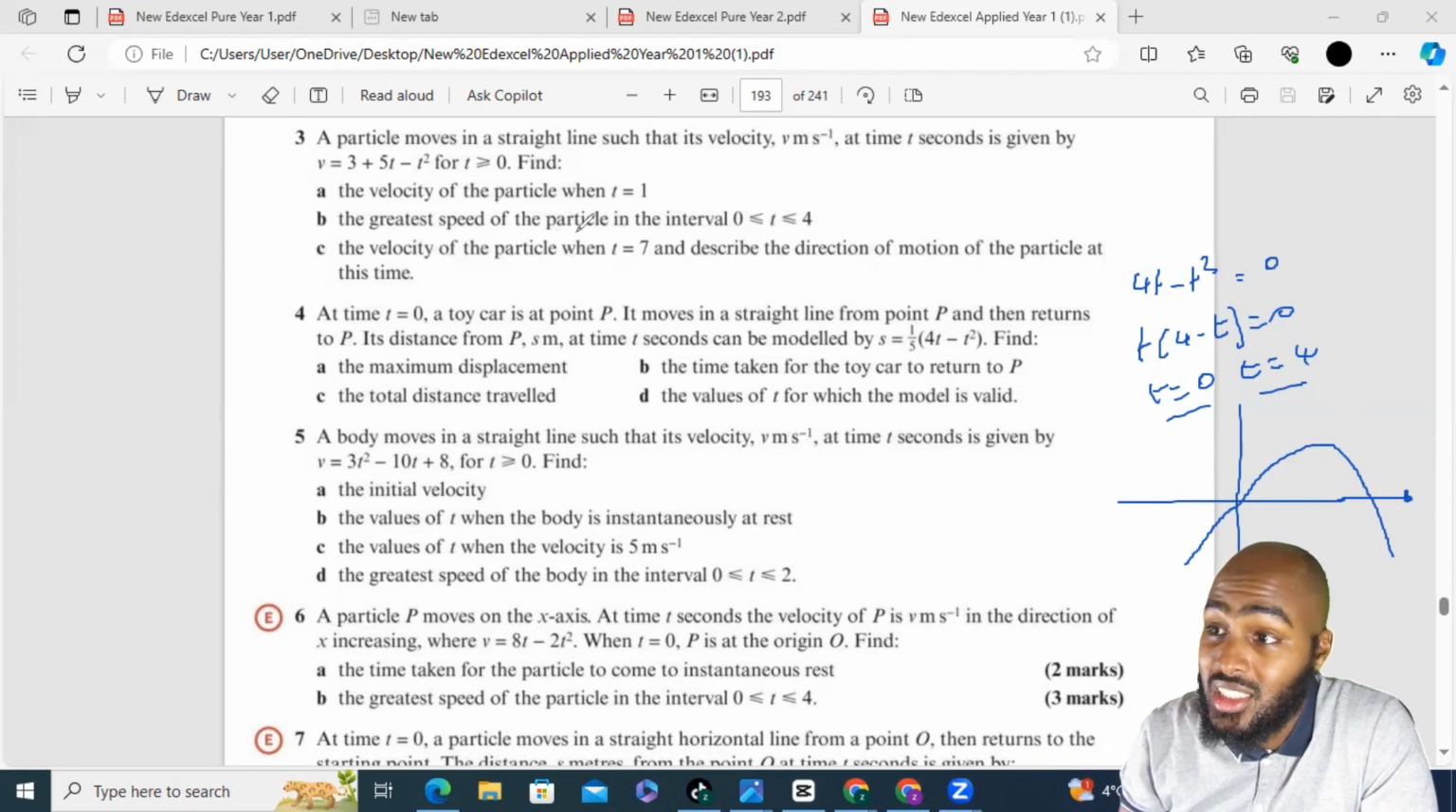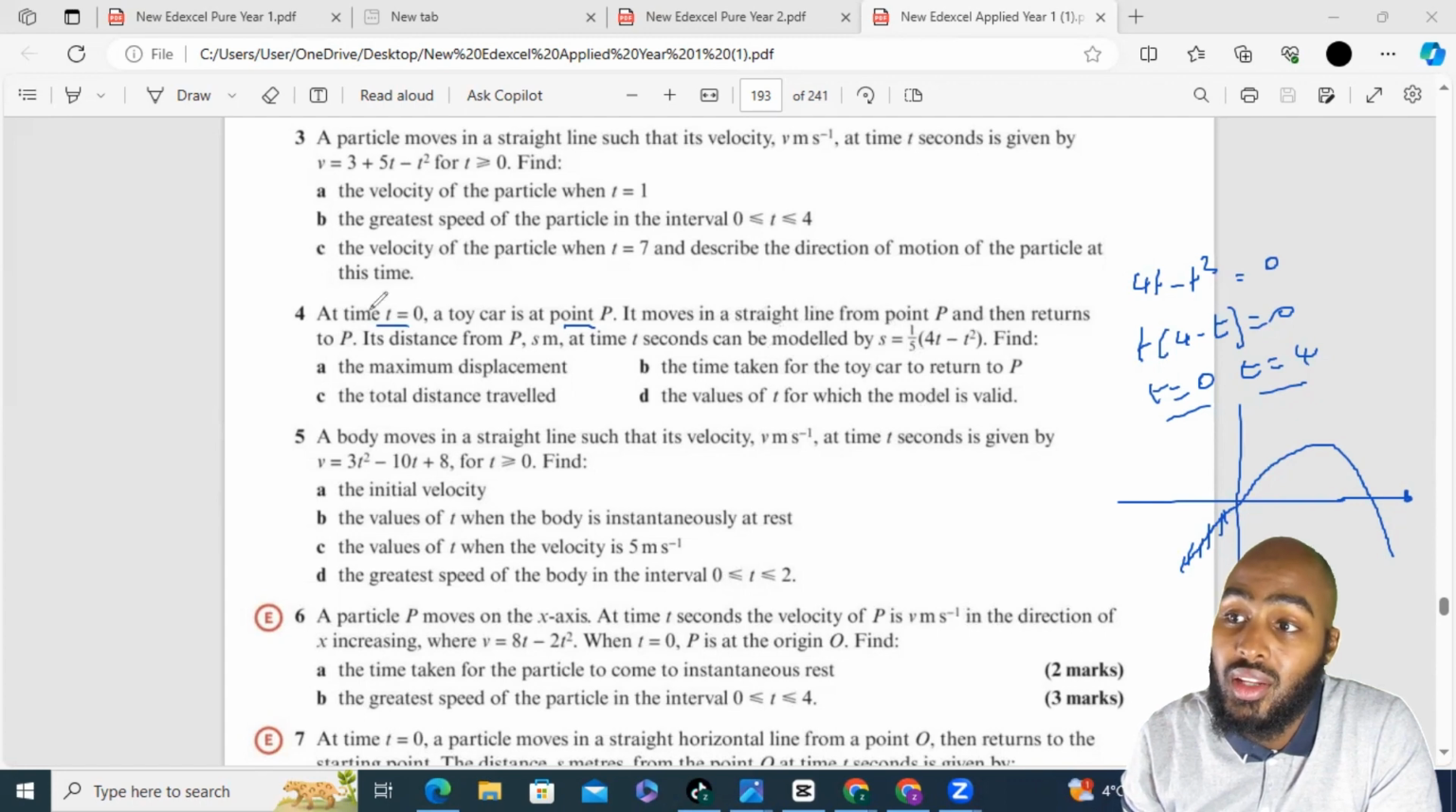So we're just looking at, actually, sorry, apologies. It says at time t is equal to 0, a car is at point P. Cool, it's at point P. So straight away we can ignore this stuff. It moves in a straight line from point P and then returns to P. Okay, so its distance from P, s meters at time t seconds, can be modeled as that. So we're just looking at it between the time it comes back. We're just looking at this part here.